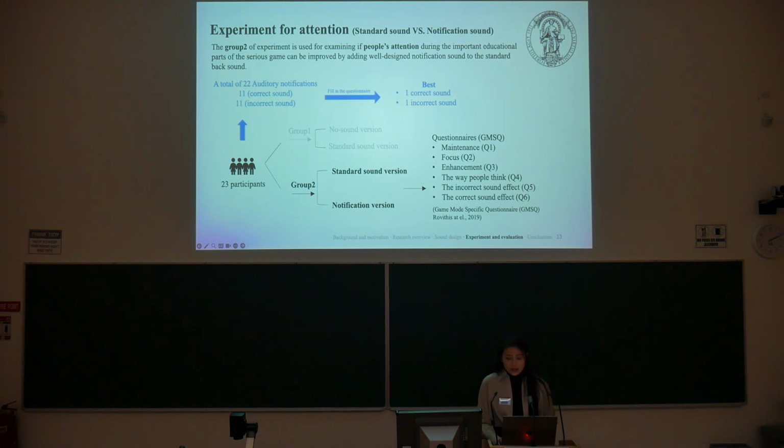And after that, they were asked to fill in the questionnaire called the Game Model Specific Questionnaire. It assesses people in 6 areas: maintenance, focus, enhancement, and the feedback information, including the way people think and the incorrect sound effect and correct sound effect.